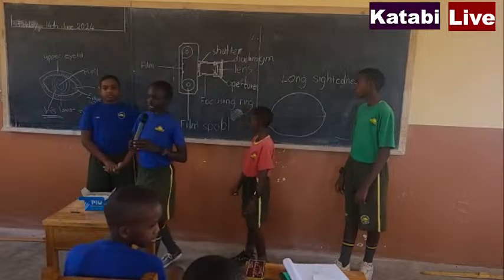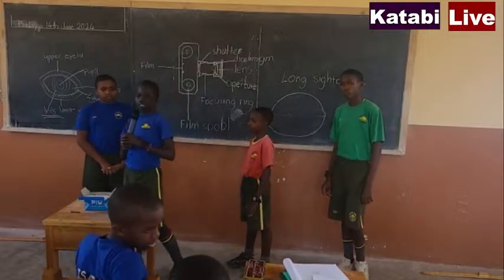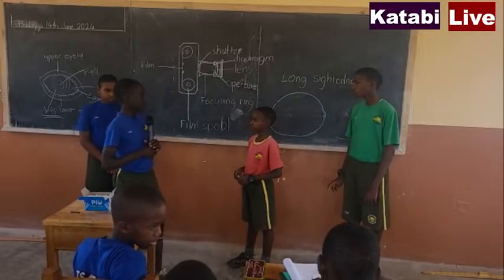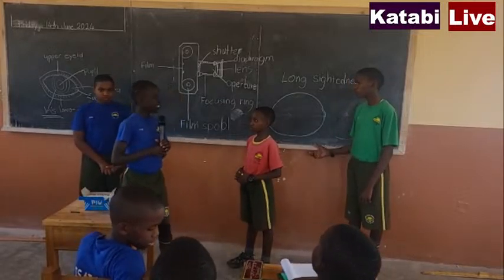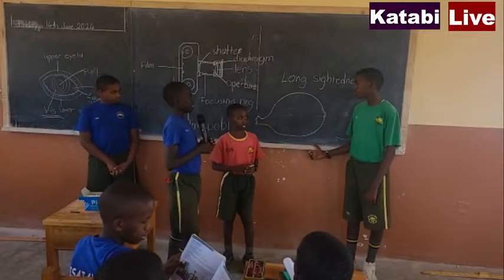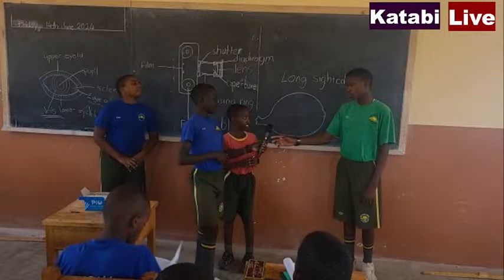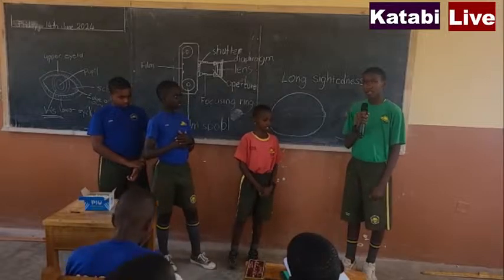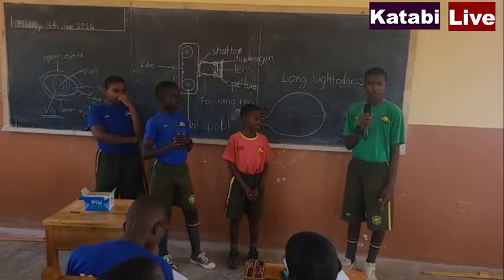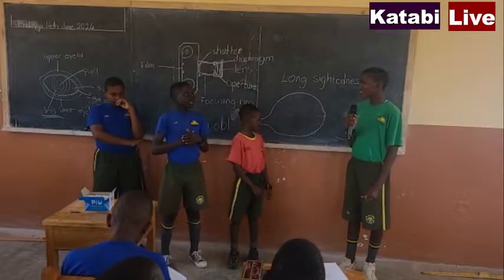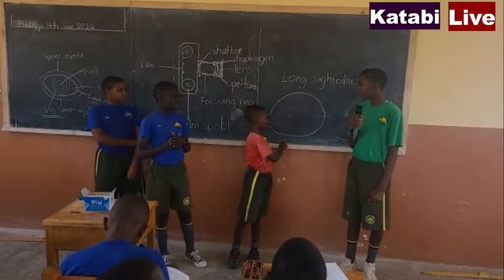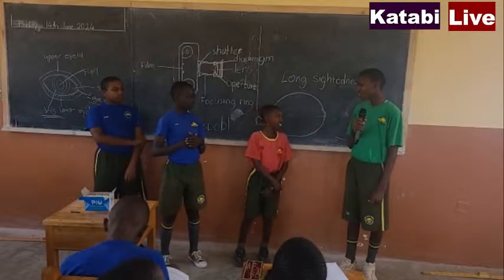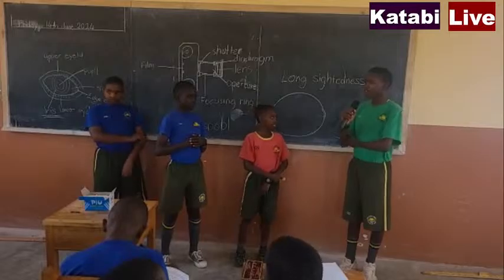Okay, as he has talked about astigmatism, so without wastage of time, allow me to commence with old age sightedness. Old age sight is the condition of the eyes that happens in people who are 60 years and above.